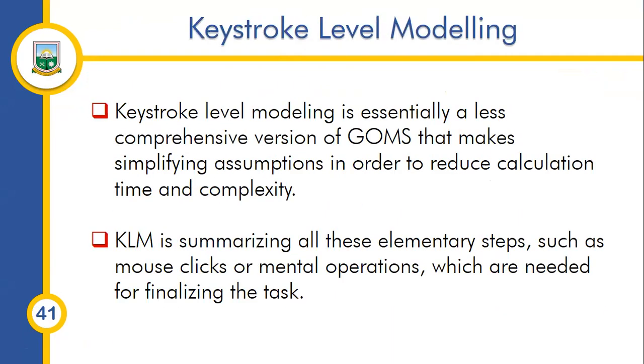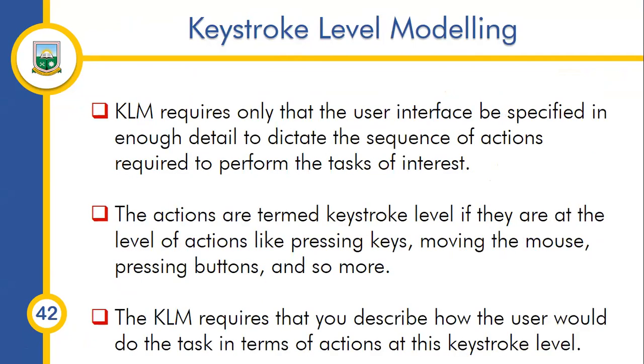It makes simplifying assumptions in order to reduce calculation time and complexity. So the keystroke level modeling summarizes all the elementary steps, such as mouse clicks or mental operations, which are needed for finalizing the task. It requires only that the user interface be specified in enough detail to dictate the sequence of actions required to perform the task of interest. The actions are termed keystroke level if they are at the level of actions like pressing keys, moving the mouse, pressing buttons, and so on.